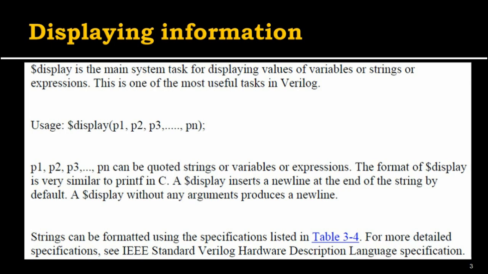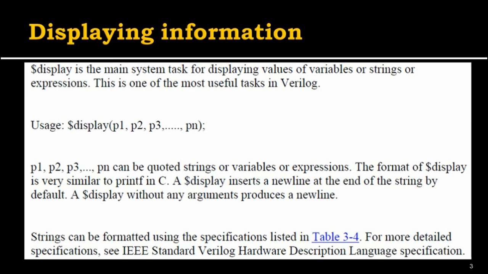In C programming, if you want a new line, you use \n, but while using the $display system task, it automatically makes a new line without \n. This is the default. A $display without any argument produces a new line. So there is no need to use \n while writing the code for $display. Then the string can be formatted using the specifications listed in the next two slides. You will see them one by one.